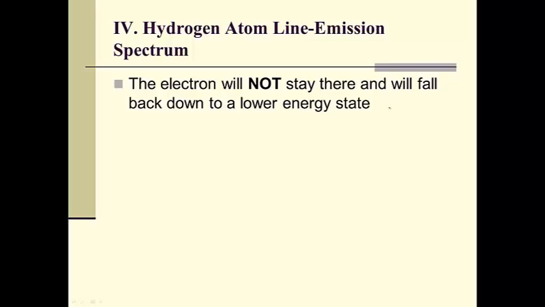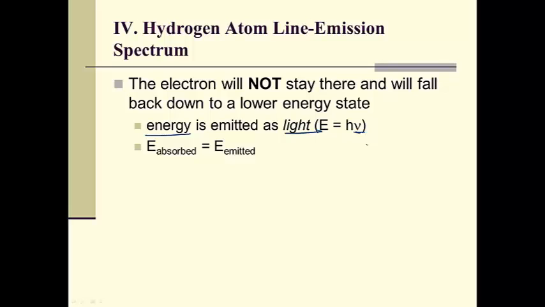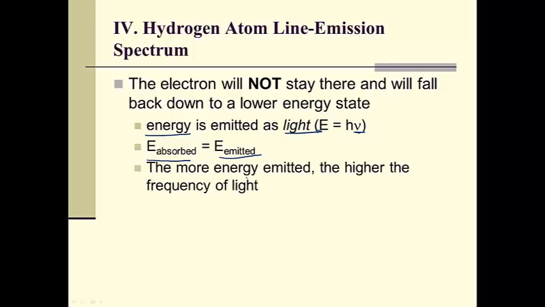Now, the electrons won't stay there. Atoms are basically lazy. Electrons always want to get down to the lowest energy state. So once they jump up there, they're going to want to lose energy. But to get back down to the lower energy state, they have to give off the energy that they had. So the energy is going to be emitted in the form of light. The energy of the light is proportional to the frequency of the light that comes off of it. The amount of energy that was absorbed by the electron is exactly the same as the amount that is going to be emitted. And the more energy that's emitted, the higher the frequency of light is going to be.